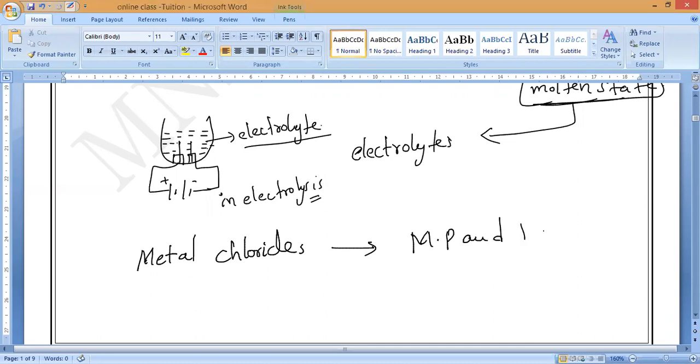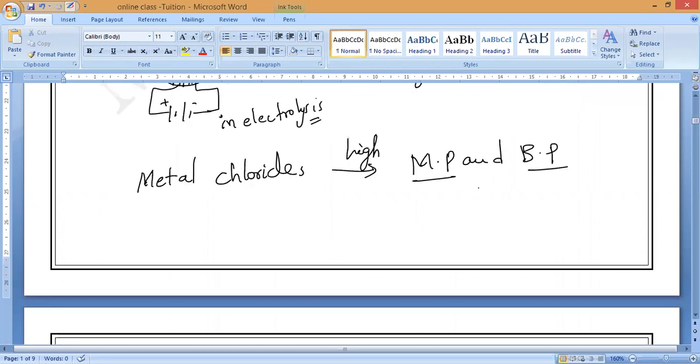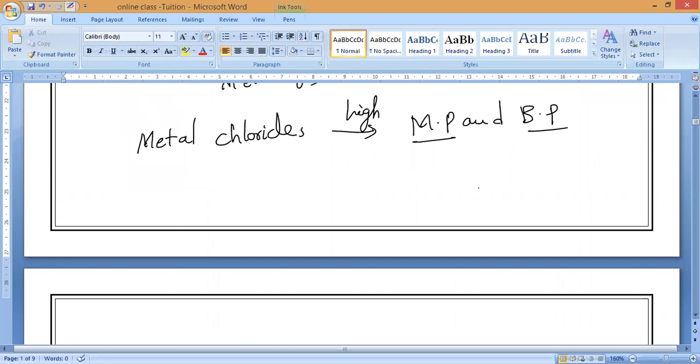What do you mean by MP? Melting point. And BP means boiling point. So as you may remember from class 8th, 9th, the compounds which easily evaporate, what should we call them? Easily evaporating compounds we can call volatile compounds. The compounds, products, or substances which can easily evaporate, what should we call them?